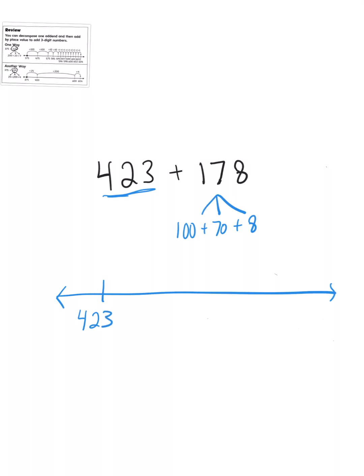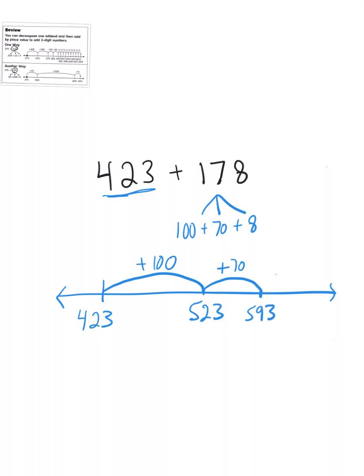So we'll start with 423, the bigger number, the bigger addend, and then we're going to add 178, but now broken up into 100 plus 70 plus 8. So as you can see in the example problems, you can start with anything here. So I will start by adding 100 because that's easiest for me. And I know that's going to take me to 523. And now I'm going to add the 70 because that's the next smaller number, but I could really do this in any order. And I know that's going to get me to 593.